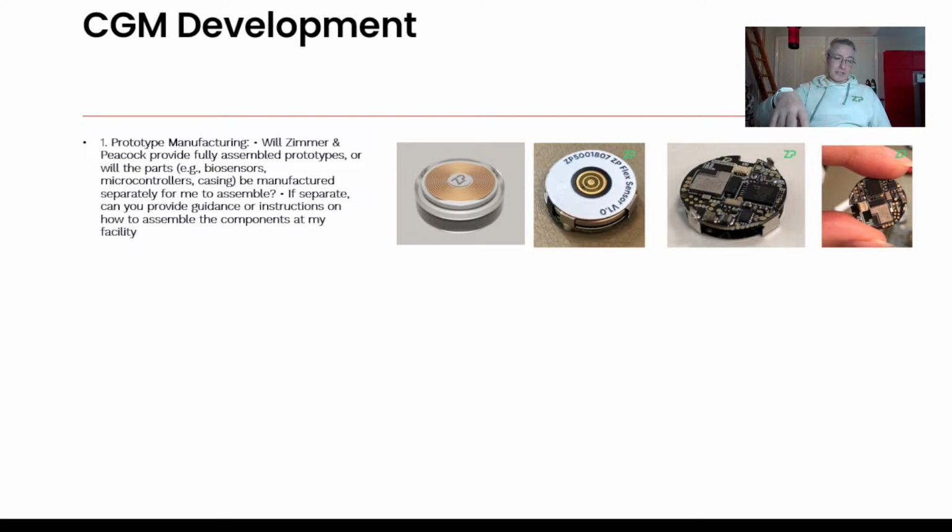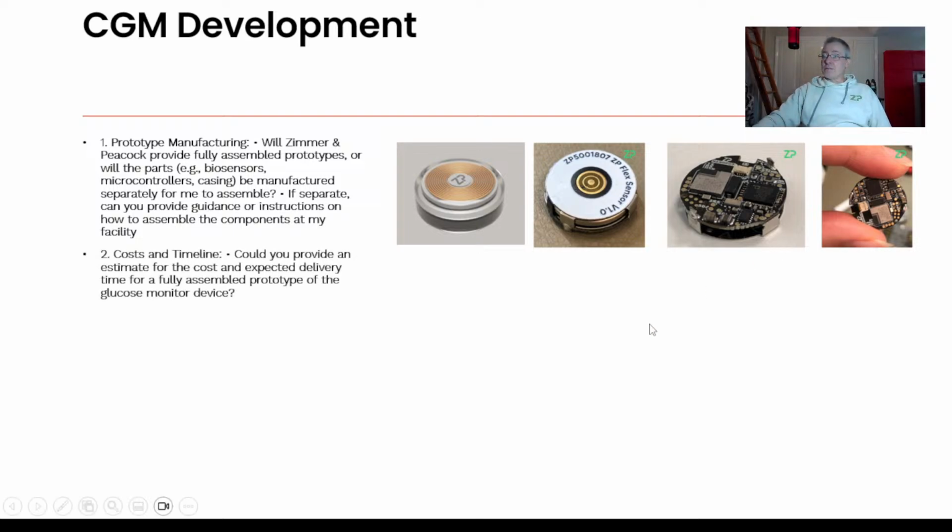By opening a budget with us, it allows us to have a more detailed conversation. Then we can come up with a plan, and then we can actually act upon it. But the quick answer is ZP is more than capable of producing prototypes. Costs and timelines: I think the first prototype with ZP, or with anyone who really knows what they're doing, should be about $50,000. And we're more than fully capable of assembling them.